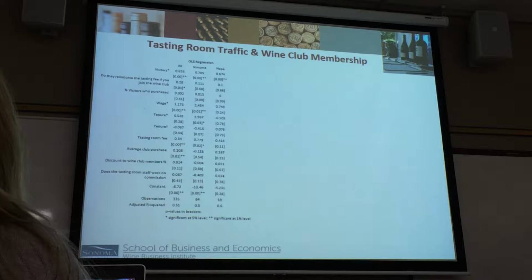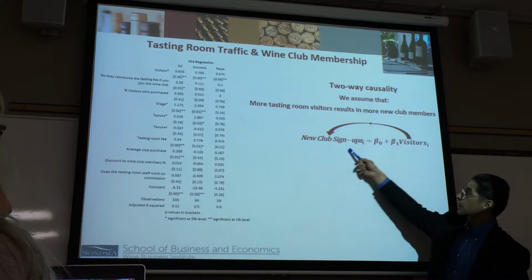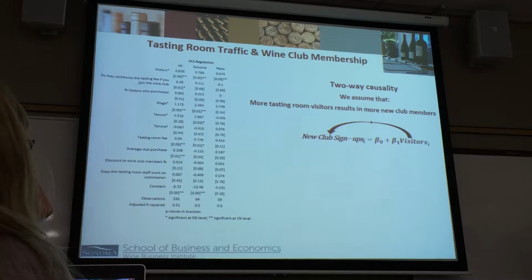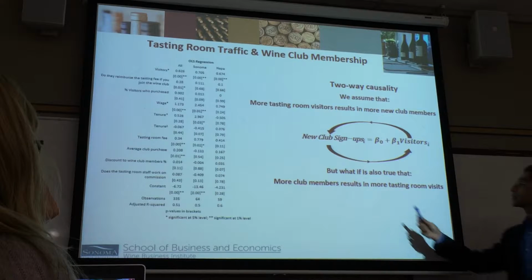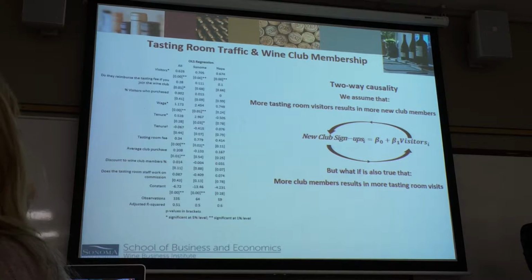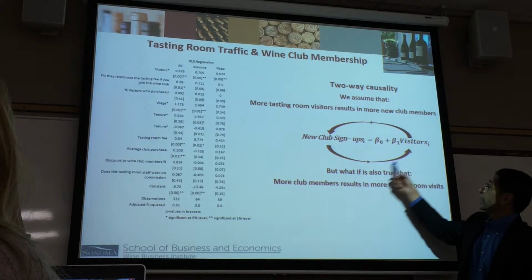One of the other issues, and this is something we probably won't cover in this class, is something called two-way causality. That is, we normally assume that more visitors cause more club sign-ups, right? That's our natural assumption. But it wouldn't be outrageous to say that, well, the more people sign up for your club, what do they do when they sign up for your club? They also may visit the winery, right? Because one of the benefits of being a wine club member is what? Free tastings. So the causality goes both ways.